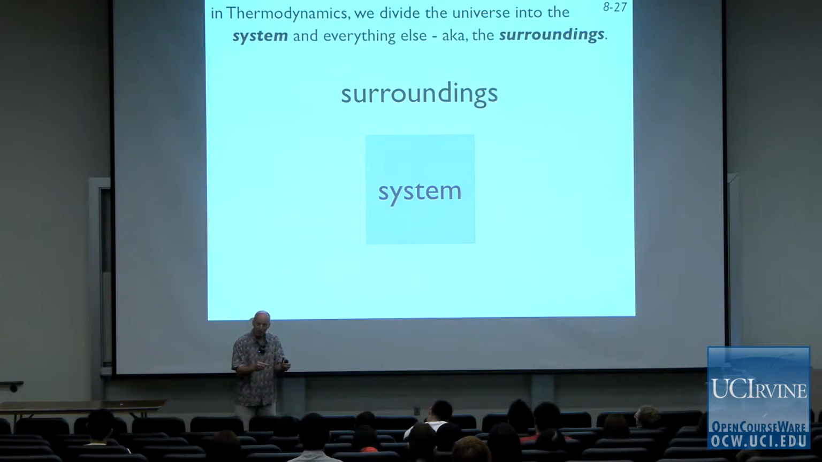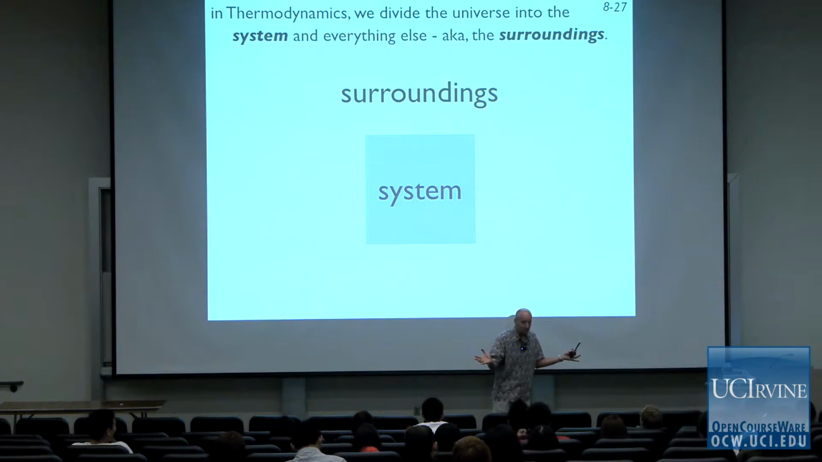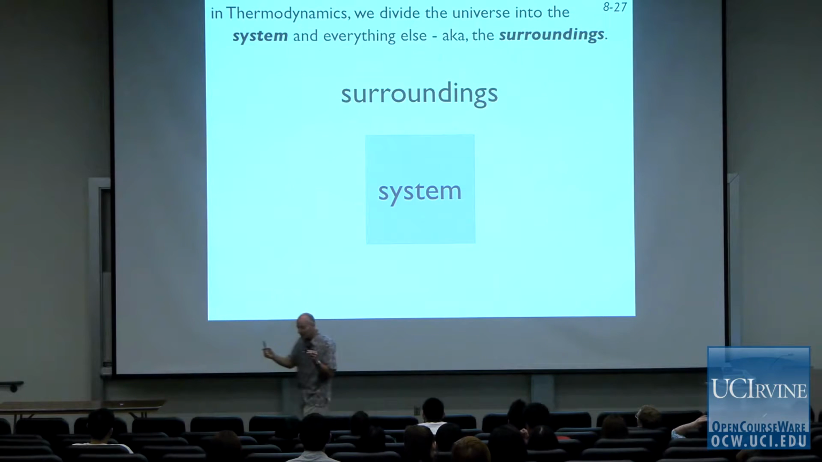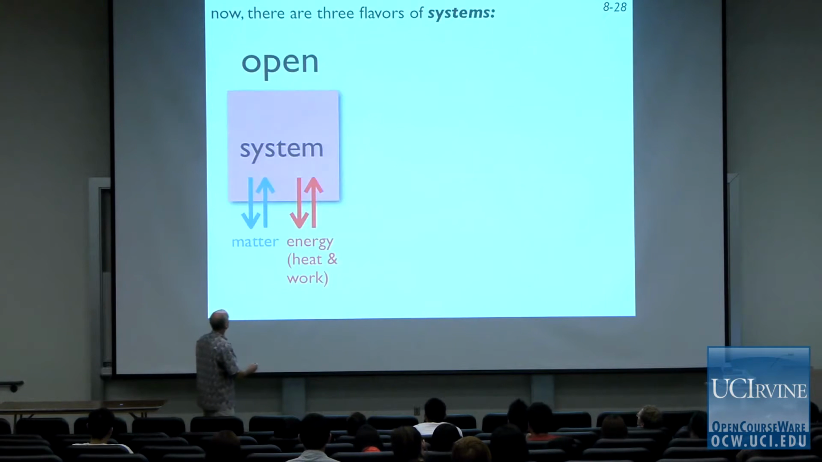It could be a microscope slide. It could be a beaker. It could be something else, a cell. And there's everything else around this system, which we're going to call the surroundings. So to make the theory simpler, we take the thing that we care about, we call it the system, and everything else is the surroundings.